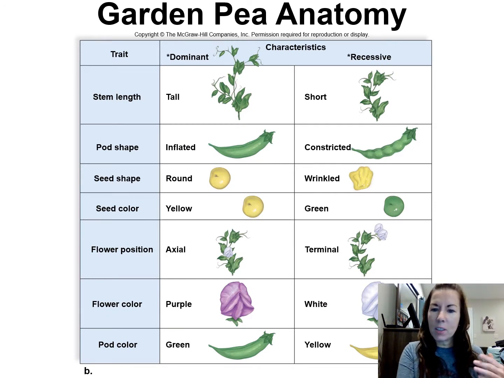If you look, there are some of the traits that were important for Mendel. It shows stem length, pod shape, seed shape. There are all kinds of traits that were super easy to work with.